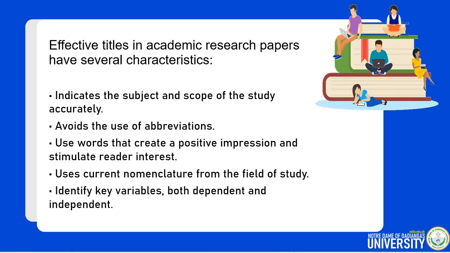Effective titles in academic research papers have several characteristics. Indicates the subject and scope of the study accurately. Avoids the use of abbreviations. Use words that create a positive impression and stimulate reader interest. Uses current nomenclature from the field of study. Identify key variables, both dependent and independent.